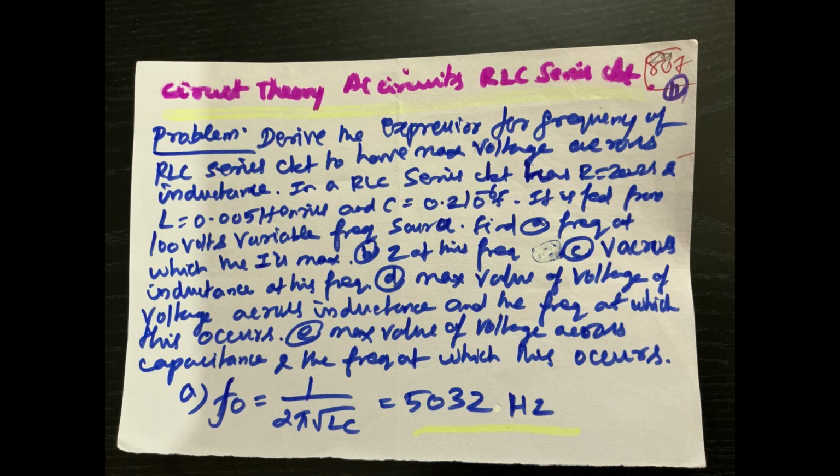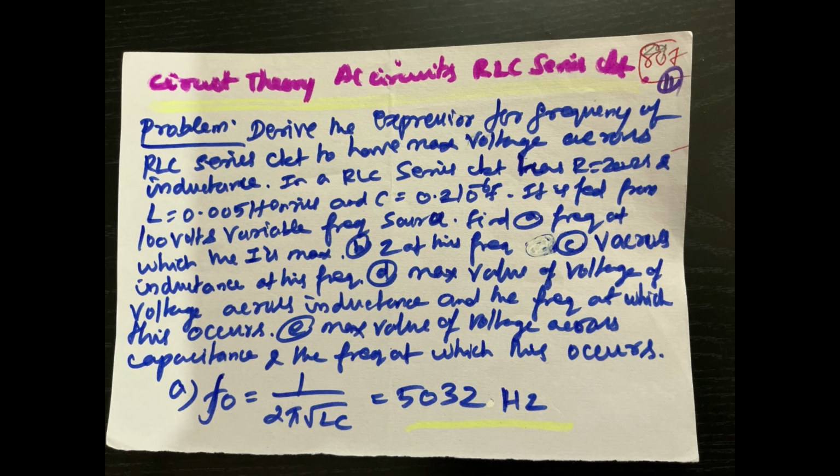AC circuit, frequency response of the RLC series circuit: resistance, inductance and capacitance in series, with V(t) as the source and i(t) as the current. V is I times Z. I(omega) is 1 divided by the square root of R squared plus (omega L minus 1 by omega C) squared. We derived the formula in previous classes, kindly see them. Z is R plus j times (omega L minus 1 by omega C).